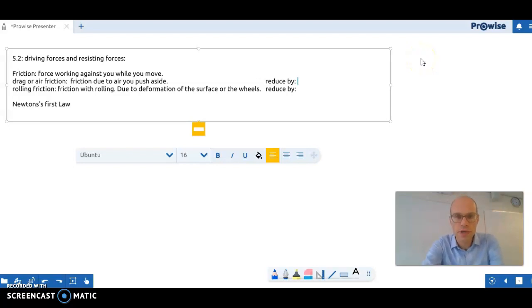Welcome to this movie about driving forces and resisting forces. This appears to be part of chapter 5, because it's paragraph 5.2 in your book, but we're going to incorporate this in our chapter 2 instead of the paragraph on levers. So we're going to do the driving forces and the resisting forces, and that has to do with friction or drag or air friction and rolling friction, and Newton's first law that's about driving forces and resisting forces.